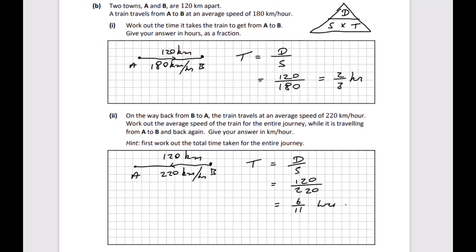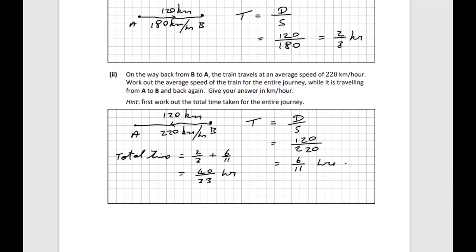Now we've got to work out the average speed of the train for the entire journey. So we need the overall time and we need the overall distance. So we have the overall distance, we just need the overall time. So the total time is just going to be 2/3 of an hour plus 6/11 of an hour. So if you add those, you get 40 over 33 of an hour.